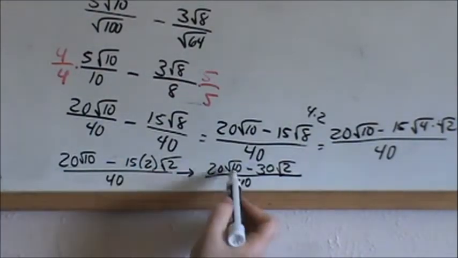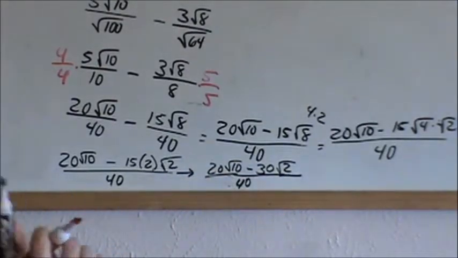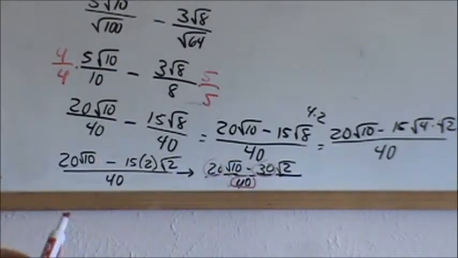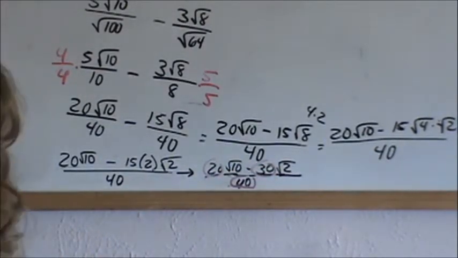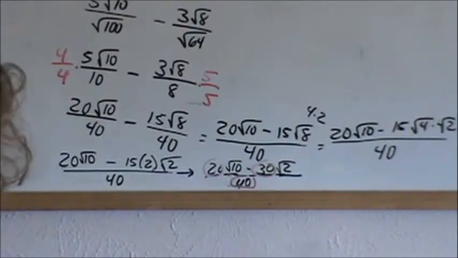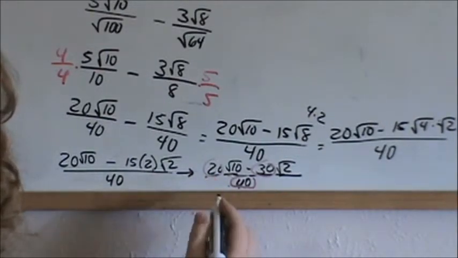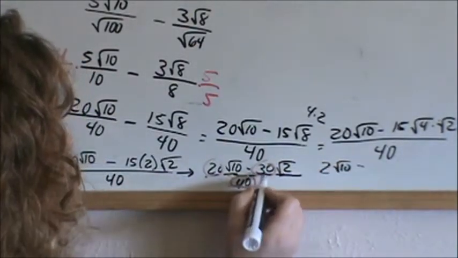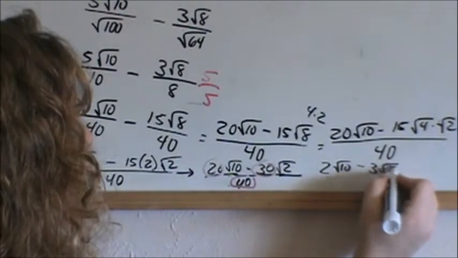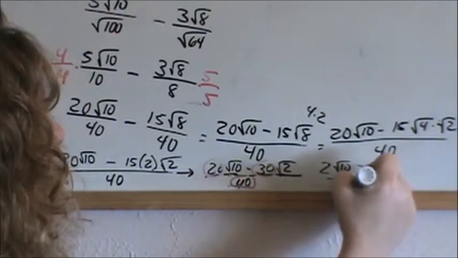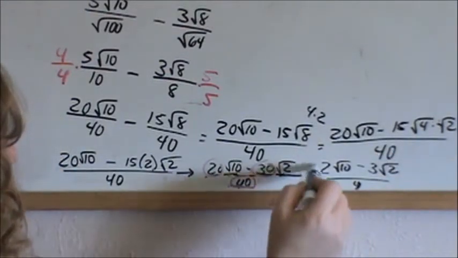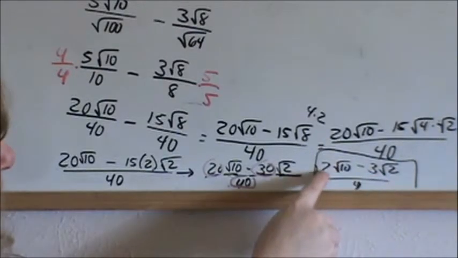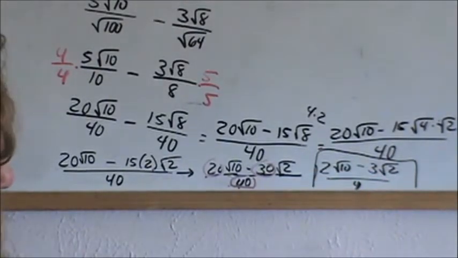Now at this point, my radicals do not simplify anymore, but I look at my whole numbers. Can I reduce 20 and 30 and 40 by the same thing? I can reduce them by 10. So reducing each by 10, 20 divided by 10 is 2, 30 divided by 10 is 3, and then 40 divided by 10 is 4. And this is my final answer because I cannot simplify any radicals anymore, and 2, 3, and 4 cannot be reduced any more than that by the same number.